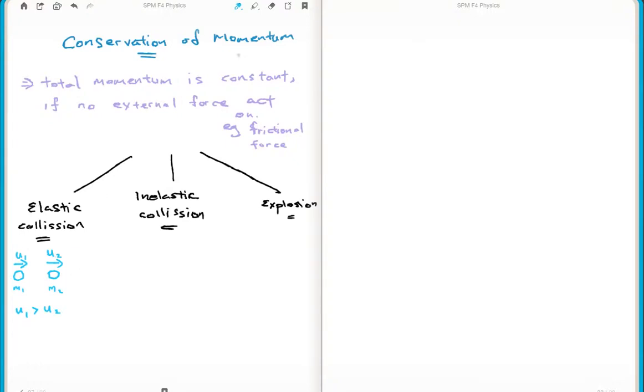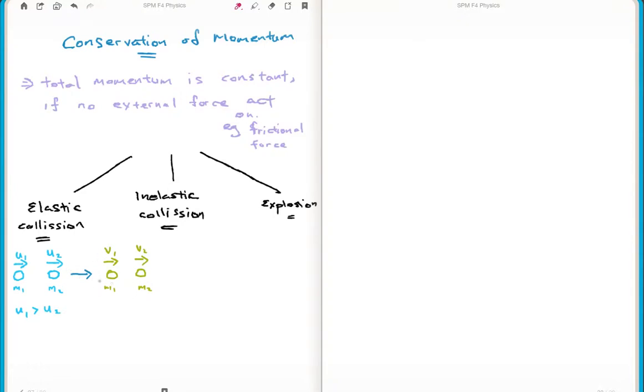After the collision happens, they will continue to move to the right, with final velocities v1 and v2. The mass remains the same, only the final velocity is different. After collision, both objects move to the right. This is one example of elastic collision. So for elastic collision, both objects move.